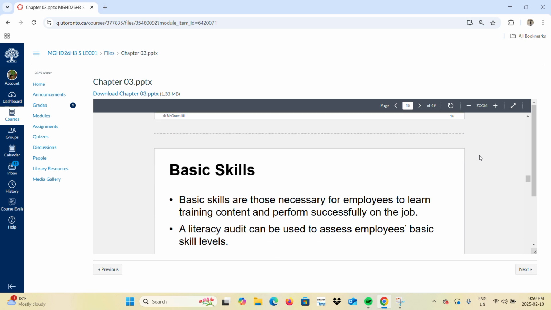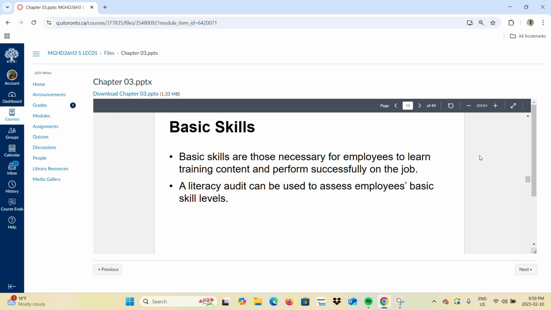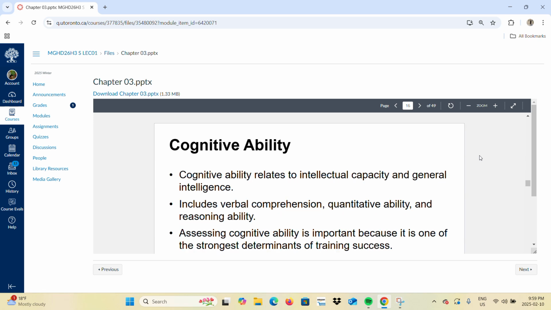For the basic skills, these are necessary for employees to learn training content and perform successfully on the job. And you need a level of literacy, and of course, a literacy audit can be used to assess the employee's basic level. For the cognitive ability, this relates to intellectual capacity and overall intelligence. This includes verbal comprehension, quantitative ability, and reasoning ability.